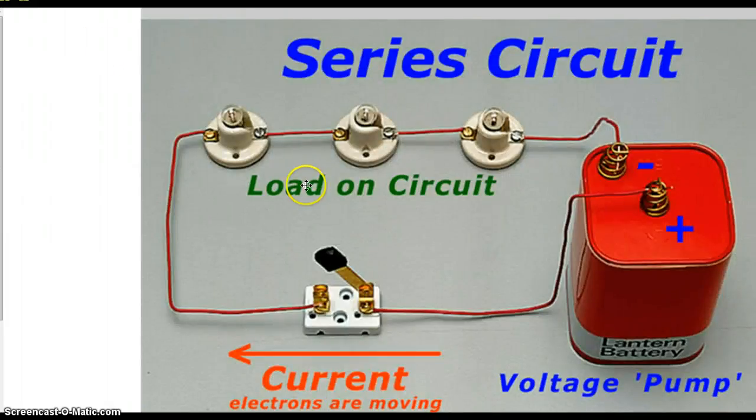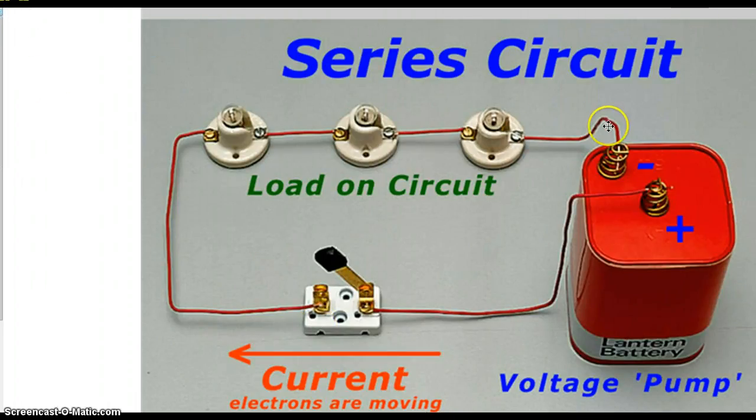Another illustration. Okay, so this shows us what it would look like in a picture. You have your battery, your light bulbs in a series, a switch, an open switch, so therefore the lights are not turned on because the switch is open. If the switch was down, it would complete the circuit and the light bulbs would go on.